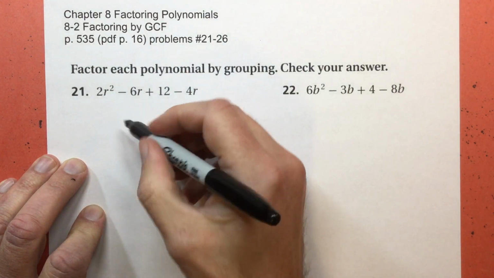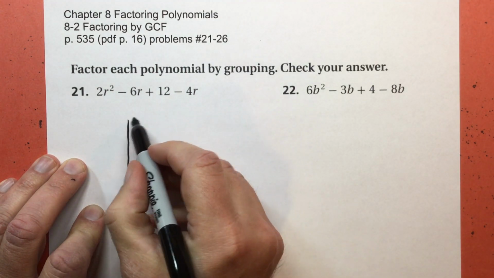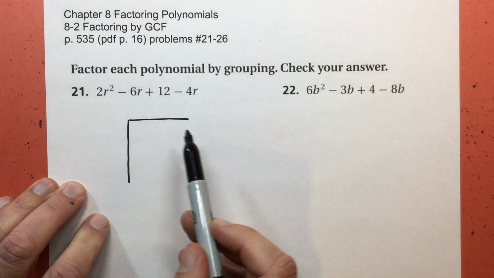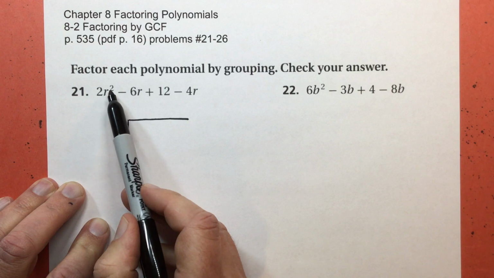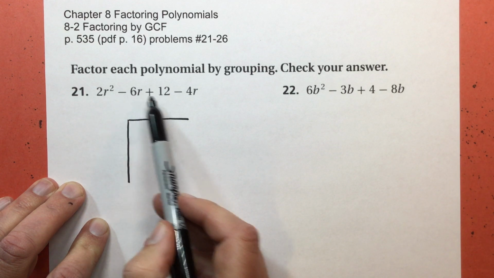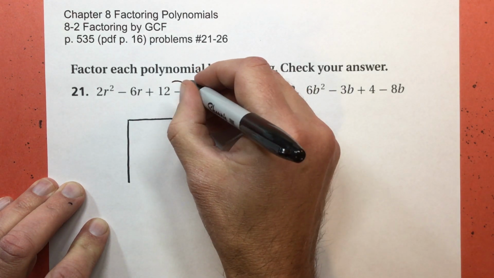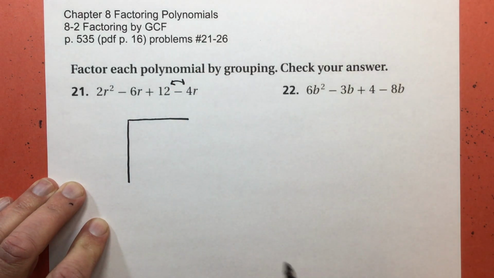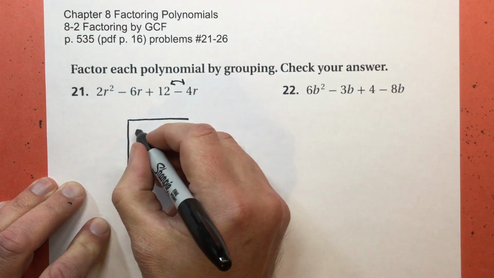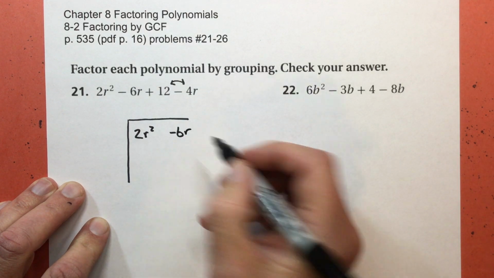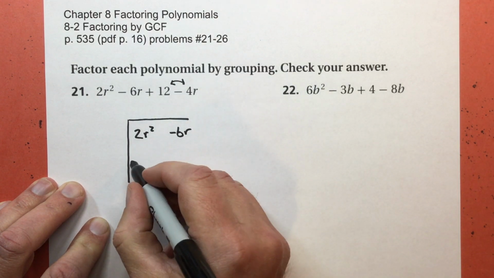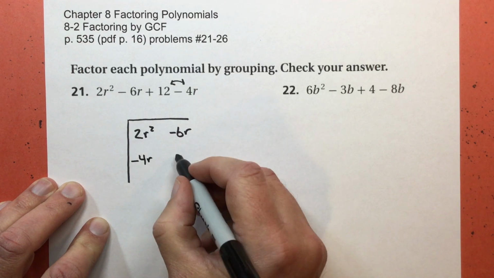Let's do this using the box. Notice that this is not standard form. I've got 2r to the second power minus 6r, and then I got that 12. So I need to actually turn these two around. I'll do that when I fill it in. So I'm going to do 2r to the second power, subtract 6r, but I'm going to put the minus 4r here, and I'm going to put the 12 here.